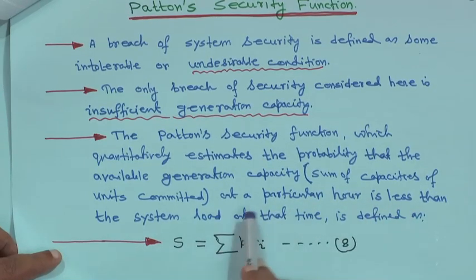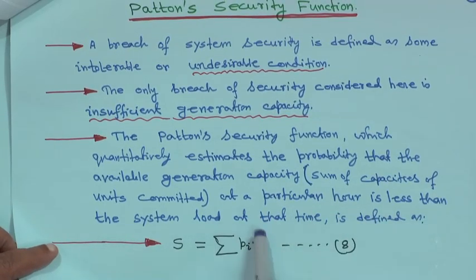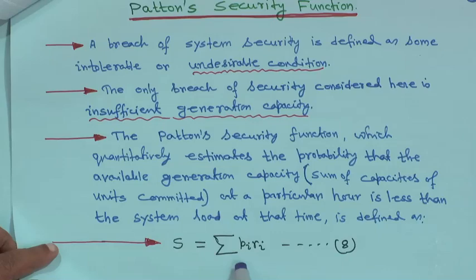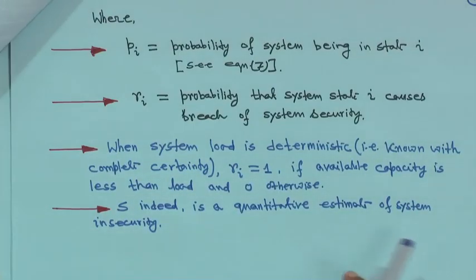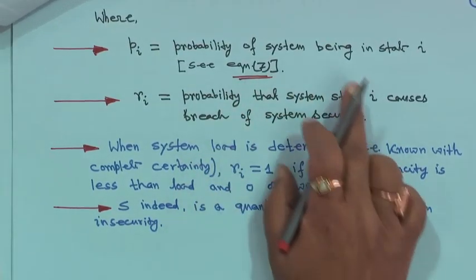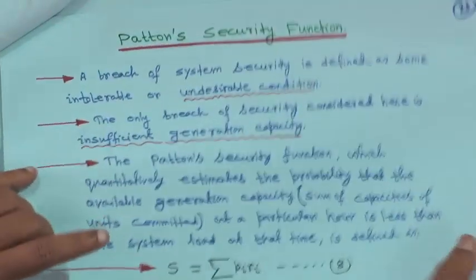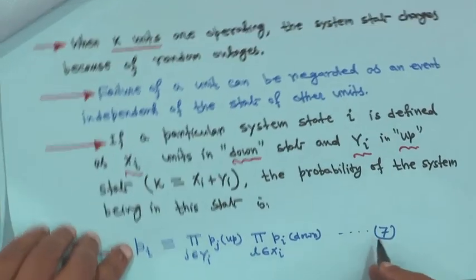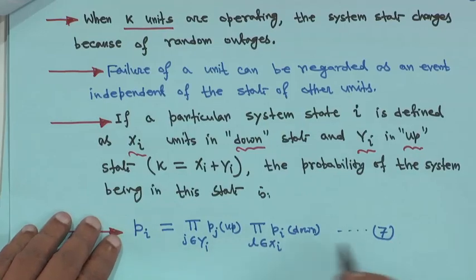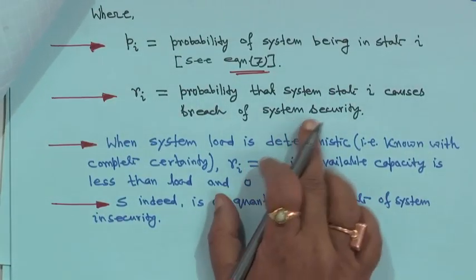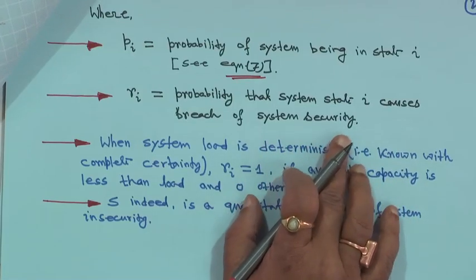So the probability that the available generation at a particular hour is less than the system load at that time is defined as S equals sigma Pi Ri. This is equation 8. Now what is P, what is R? Pi is the probability of the system being in state i, that is from equation 7, the product of these probabilities. And Ri is the probability that system state i causes a breach of system security.